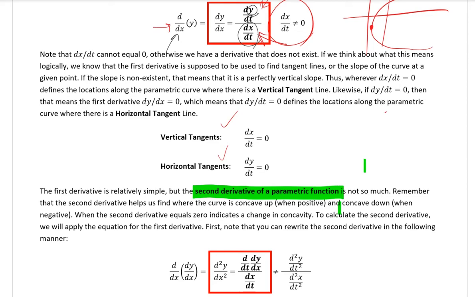And I already said this, but this does not equal just the second derivative of each of the pieces with respect to t. That's not going to be the same thing. What you're doing here is taking the derivative of the derivative you just took with respect to t, and then you're also putting that over dx/dt again.